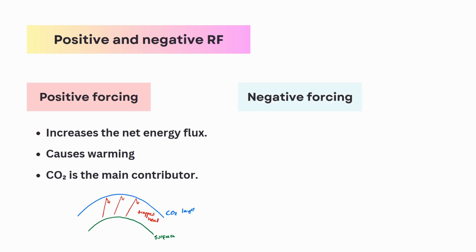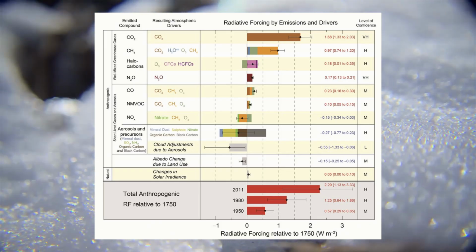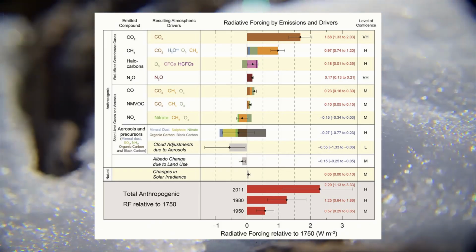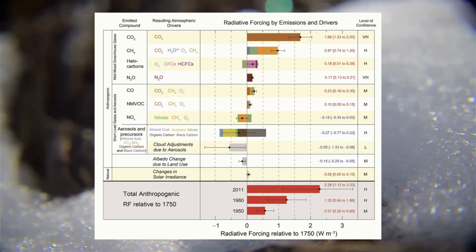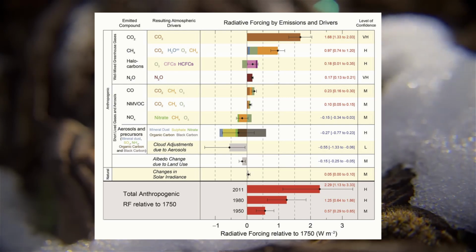On the other hand, negative radiative forcing reduces the net rate of energy added, which can slow down warming and even cool the planet. An example is aerosol pollution in the atmosphere, which reflects sunlight back into space. By measuring the radiative forcing value, the impact of different factors can be compared, indicating how much they change the net flux of the system, which strongly correlates with warming or cooling the climate.